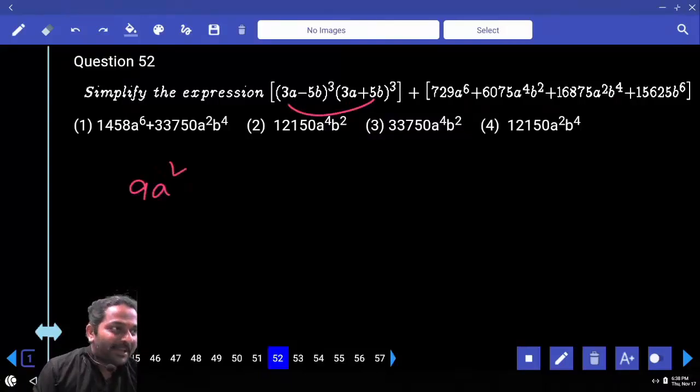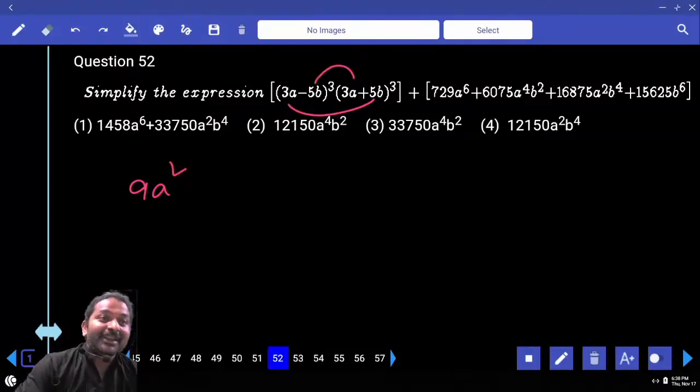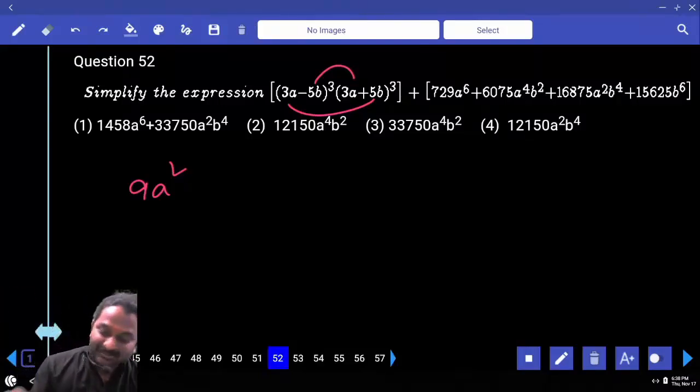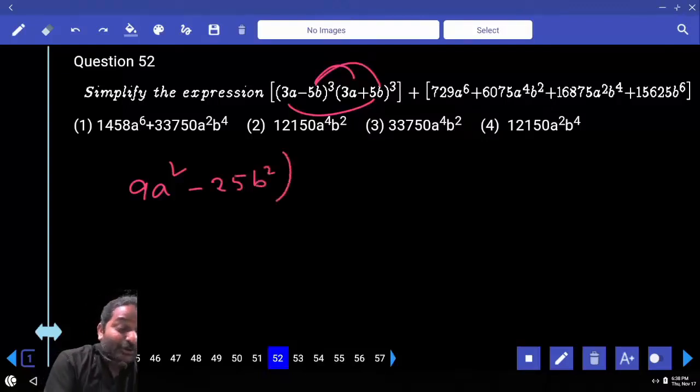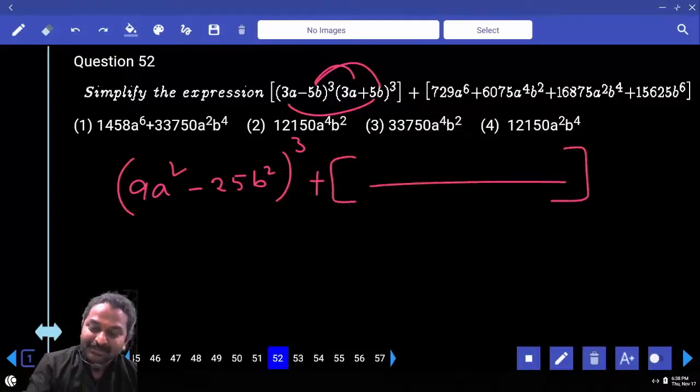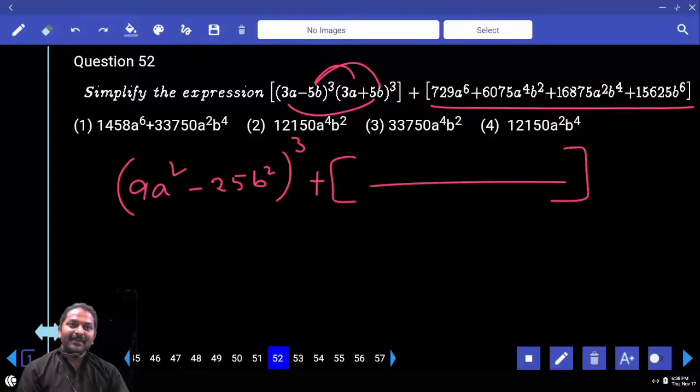3A into 5B is 15 AB. Minus 5b into 3a is minus 15ab. Plus 15ab minus 15ab gets cancelled. Next, what is left? Minus 5b into 5b. How much is that? Minus 25b square. To the power of 3, plus something is there. Am I right? Finally, we have to add both the values.